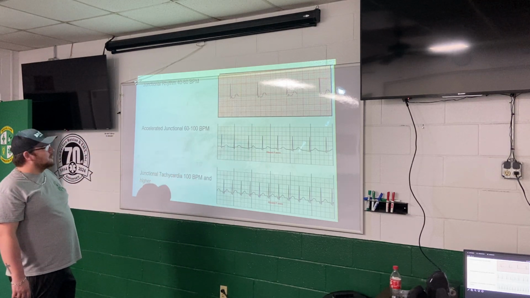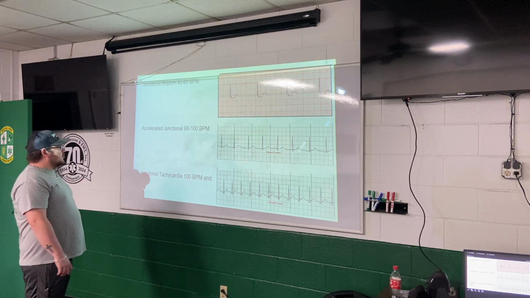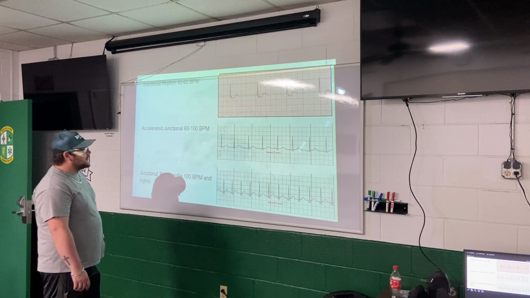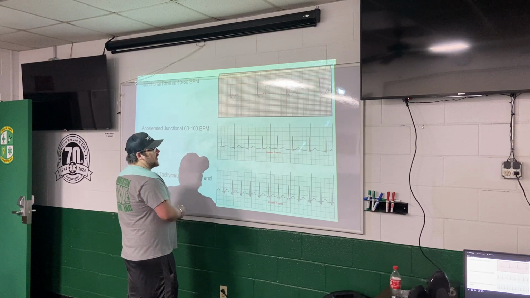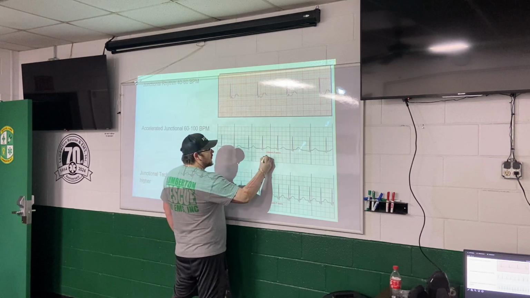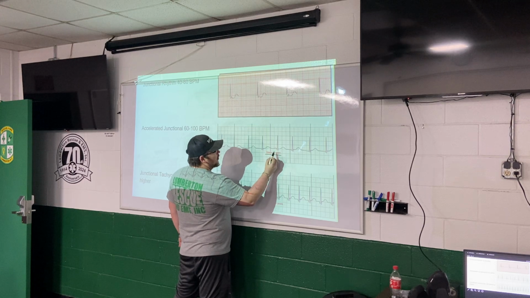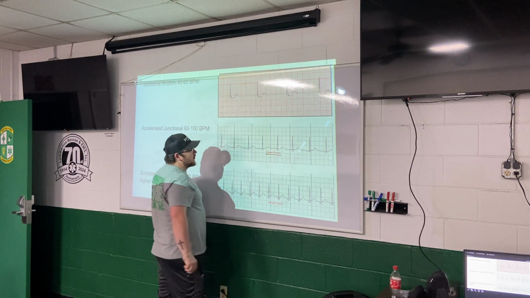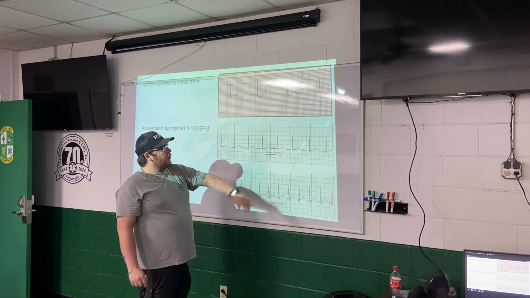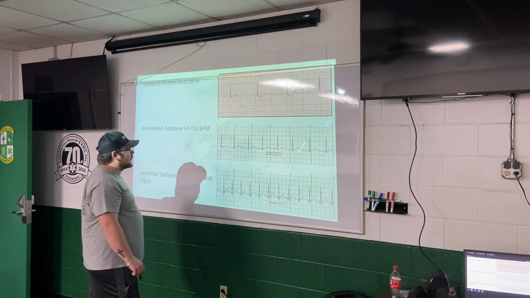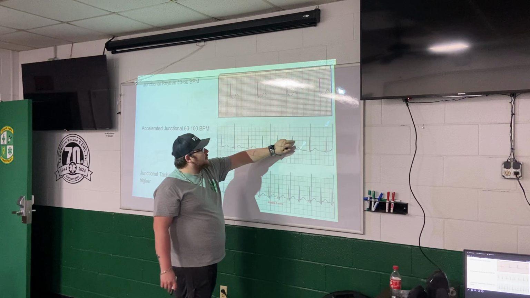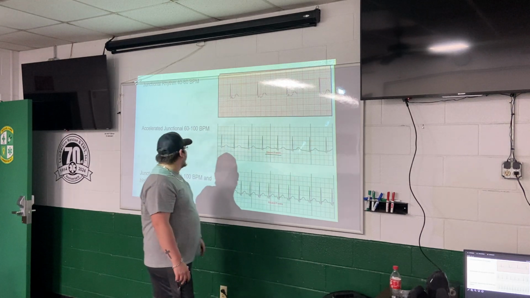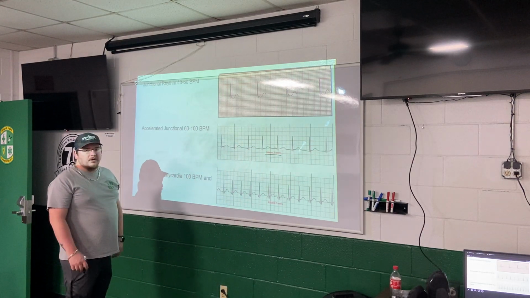And 30 blocks, 4 R waves times 10, we're going to have a heart rate of 40, which is going to be your regular junctional rhythm. Accelerated junctional is going to be from 60 to 100. And we have our blocks again right here. And as you can see, you've got an absent P wave in front of the QRS complex, and that follows all these QRS complexes. And we have a heart rate of 1, 2, 3, 4, 5, 6, 7, 8, 80, which means we're going to have accelerated junctional.